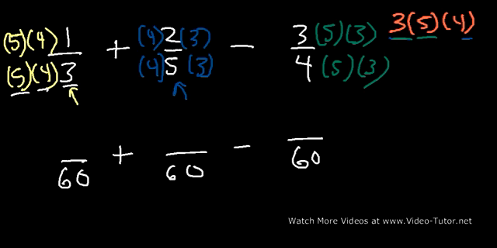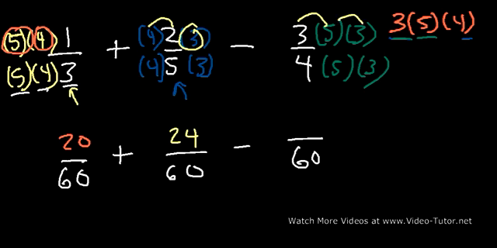So now, what we're going to do is multiply the numerators. 5 times 4 is 20. For the next one, 4 times 2 is 8, and then 8 times 3 is 24. 3 times 5 is 15, and 15 times 3 is 45. Or you can do 3 times 3, which is 9, and 9 times 5 is 45. Either way, you get the same answer.